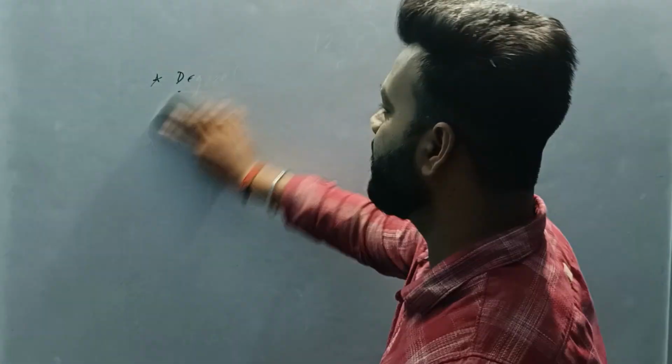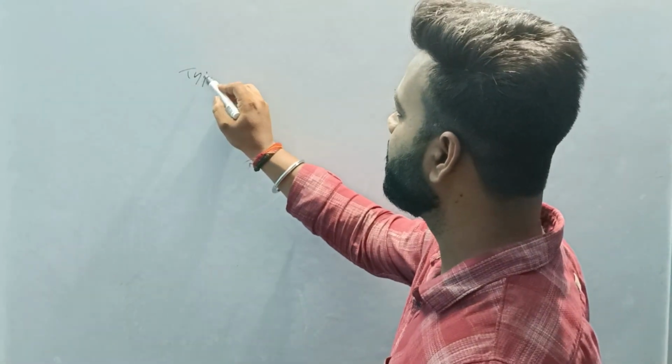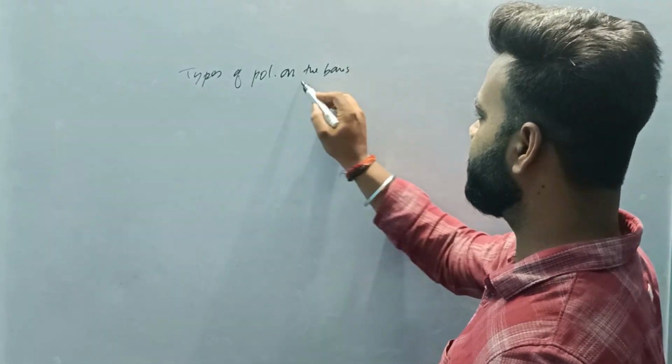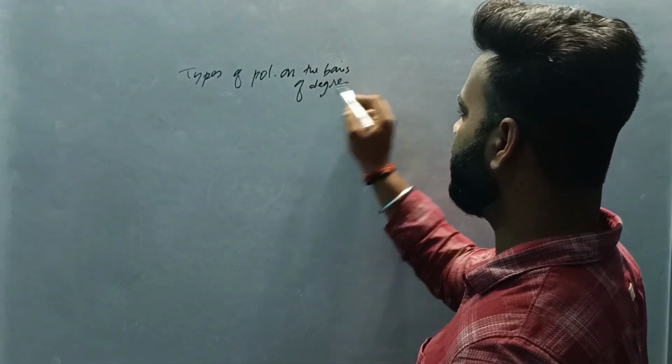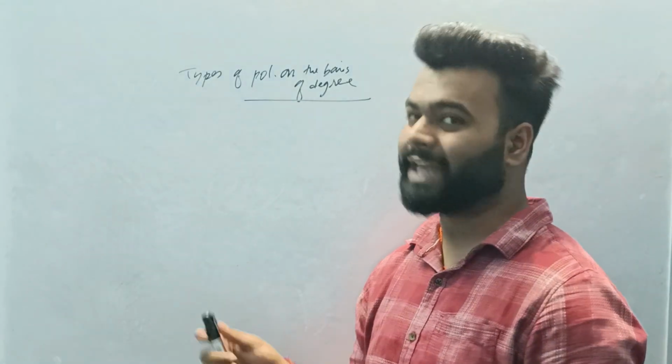Now on the basis of degree, earlier we studied the types of polynomial on the basis of terms, right? If there is one term, it is known as monomial. If there are two terms, it is known as binomial. If there are three terms, it is known as trinomial, and 4 or more terms are called polynomials, right? But there are 3 more types of polynomial on the basis of degree. That means it will depend on the degree of that polynomial. We'll give the type of the polynomial, right?